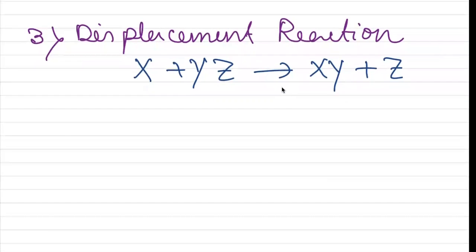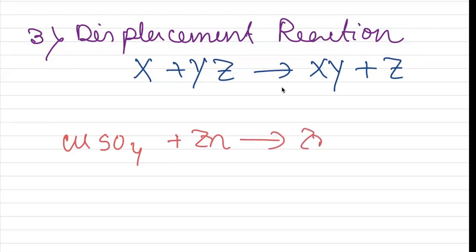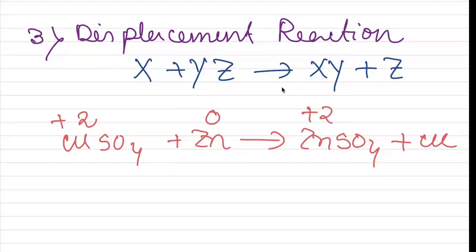See, copper sulfate, CuSO4, when it reacts with zinc, it forms zinc sulfate plus copper. Here CuSO4 has copper in the +2 oxidation state, and zinc is in the 0 oxidation state. Now zinc goes from 0 to +2, and copper becomes 0.